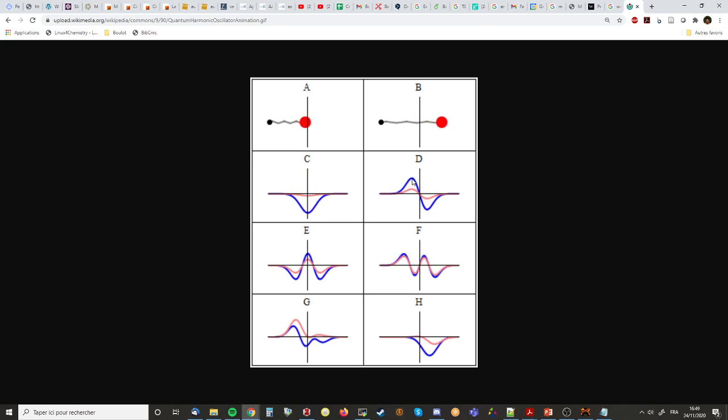And it can oscillate from a sine or a phase, and this is the sign of your wave function.